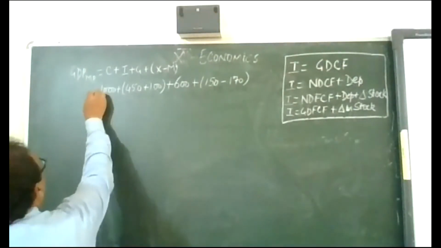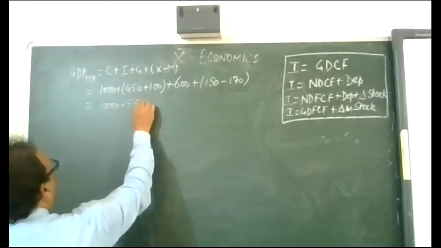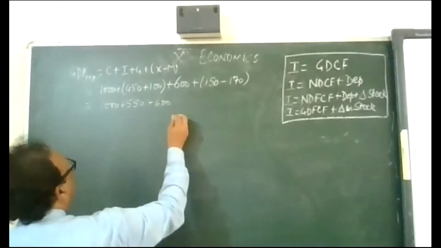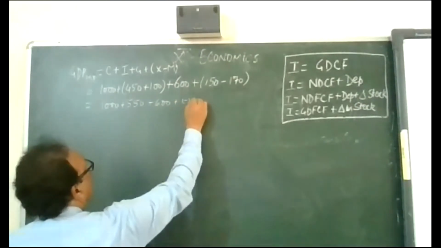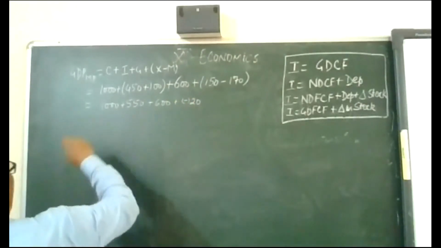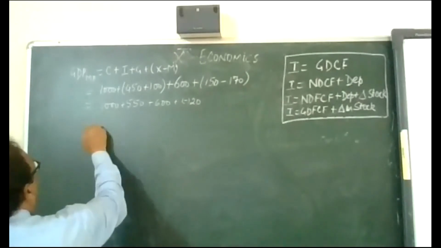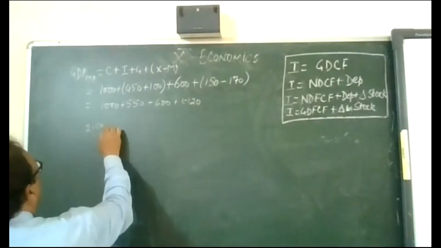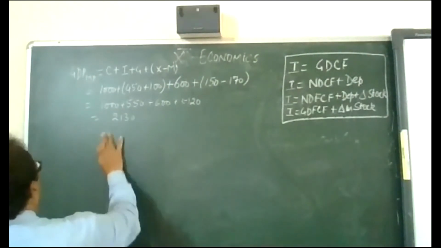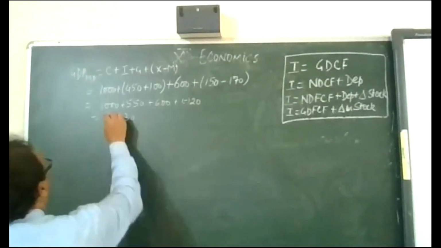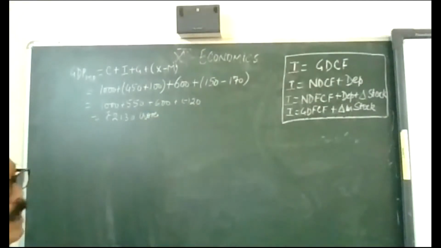Calculate: 1000 plus 550 plus 600 plus 20 minus 170. Okay. That is 2150 minus 20, which is 2130. So 2130 crores is your GDP at market price.